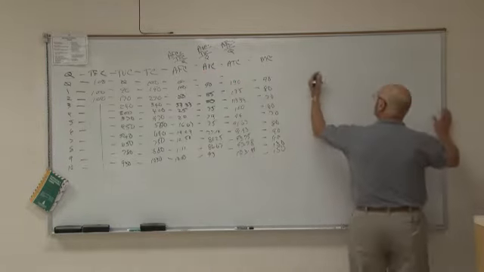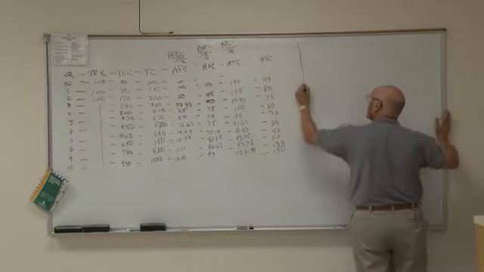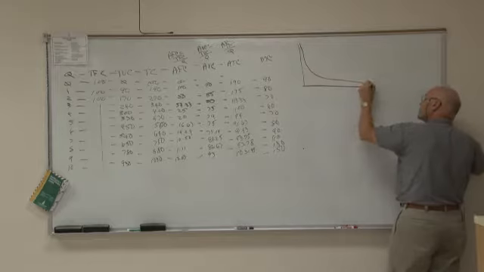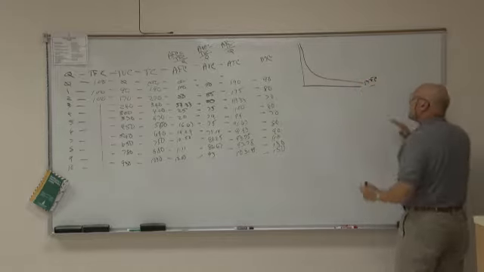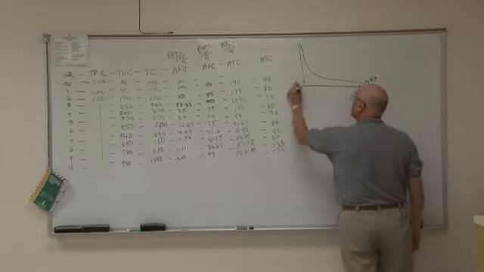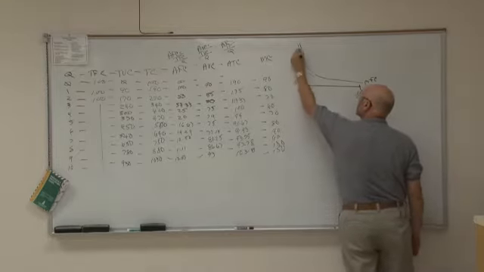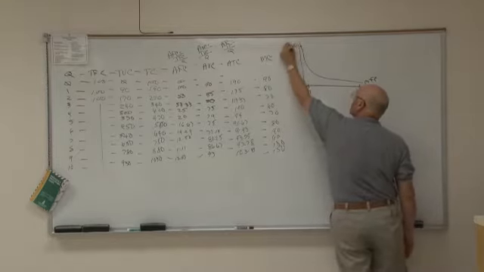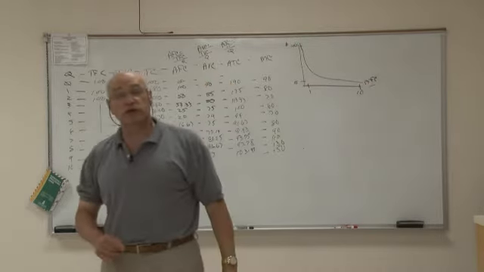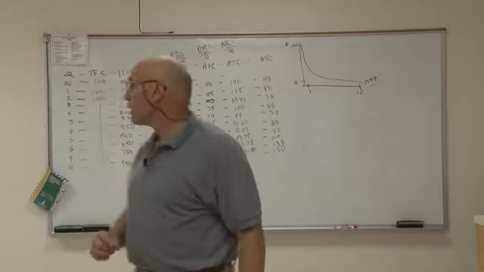If I want to take a look at this on a graph, my average fixed cost would look like this. It continually declines. Unit 10 is $10. The first unit is $100. So as I produce more and more units, my average fixed cost will continually decrease.